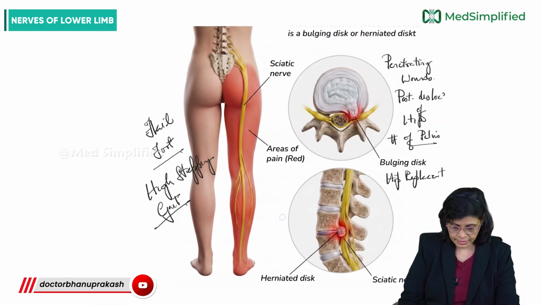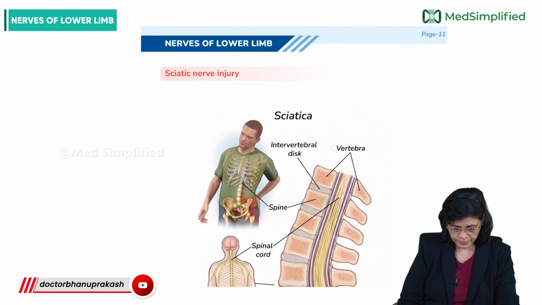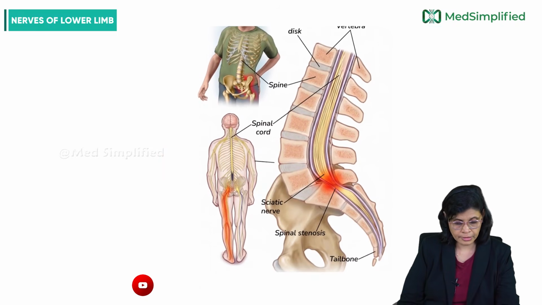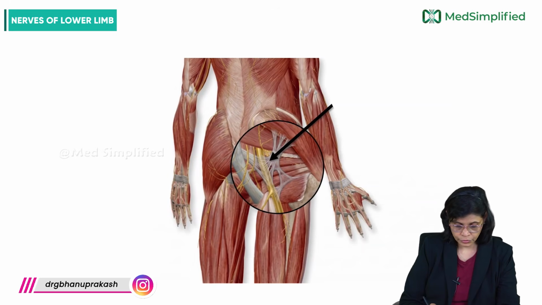Next is the sciatic nerve neuropathy. Sometimes what happens, as the sciatic nerve leaves the pelvis, it passes through the piriformis muscle. So we see it here. This is sciatic nerve neuropathy, which is also known as the piriformis syndrome.